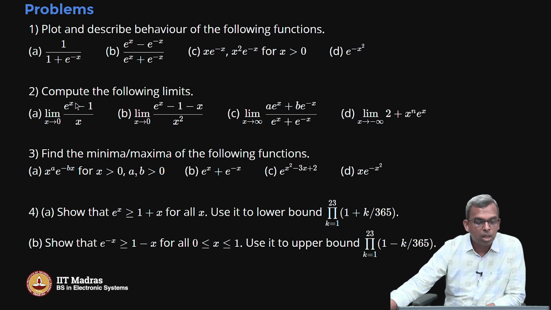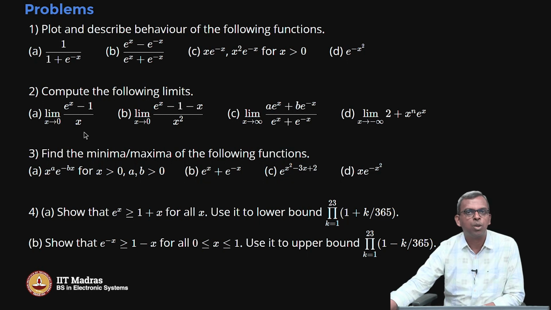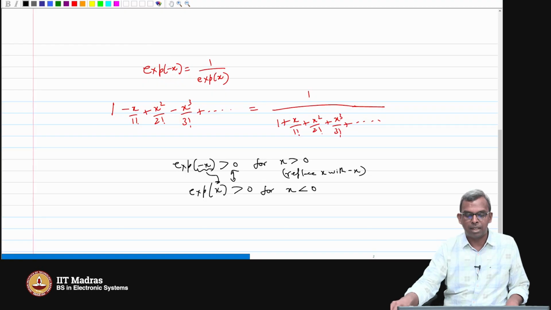Here you have, what is the numerator if you put x equal to 0? You get 1 minus 1, 0. What is the denominator if you put x equal to 0? You get 0. So you have a 0 by 0 form, and you're taking limit as x tends to 0. So how do you resolve a 0 by 0 form in the limit? You use L'Hopital's rule. If you use L'Hopital's rule, what will happen? Let's see that.